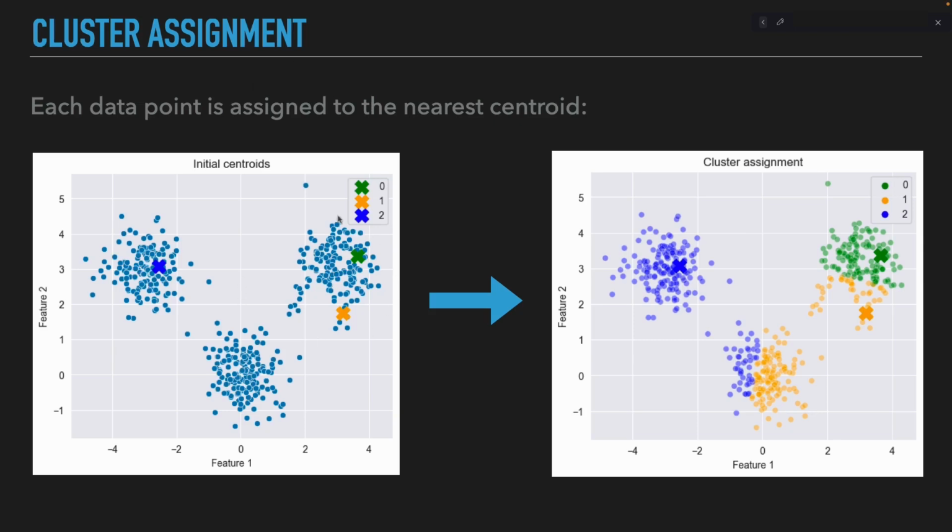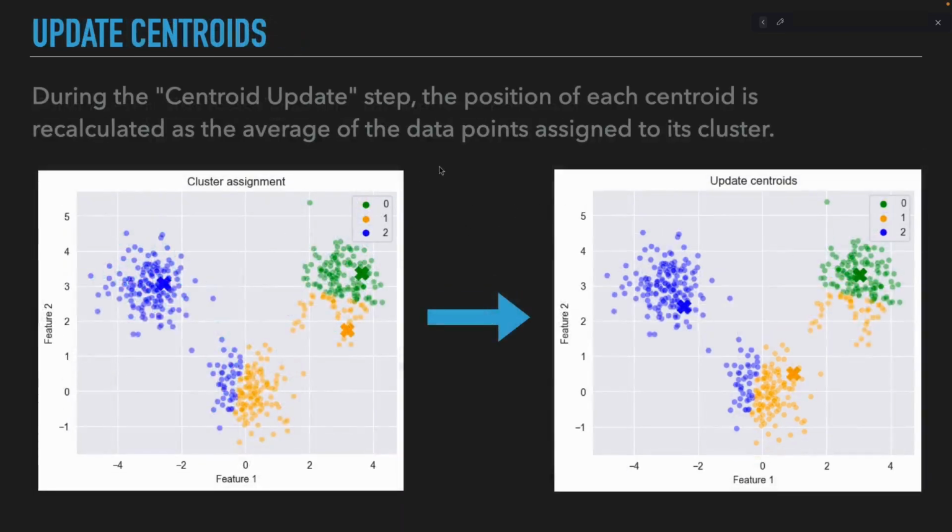So here are our centroids right here, and the first thing we will do is assign each point to the nearest centroid, and we will use Euclidean distance to measure this distance. So all of these data points will become blue, all of these data points will become yellow, and all of these data points right here will become green. Which leads us to our next step.